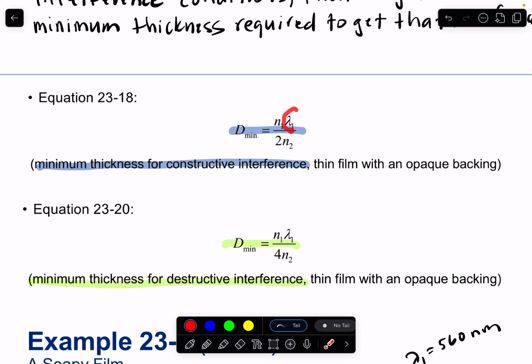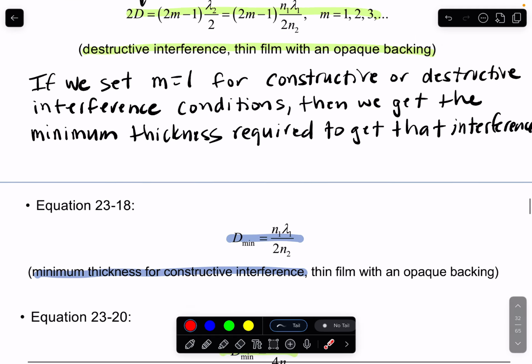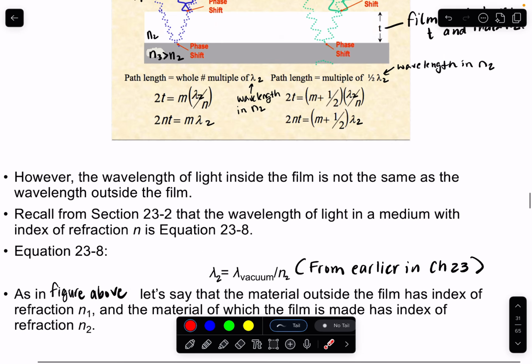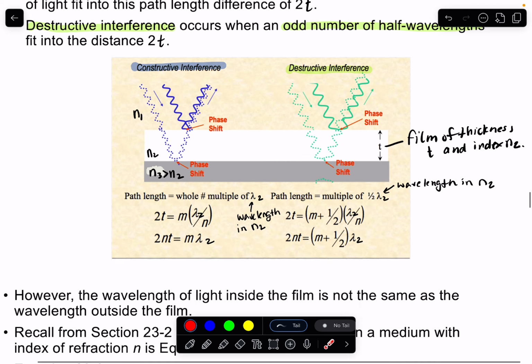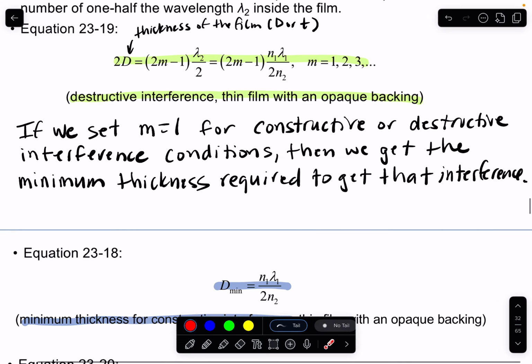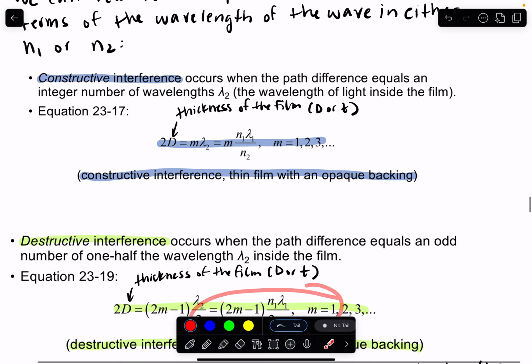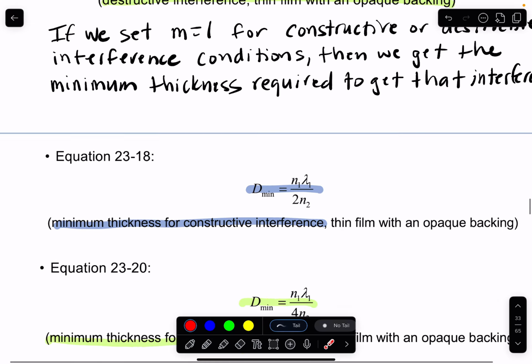If you notice, these equations are written in terms of lambda 1. So you should feel comfortable flip-flopping between lambda 1 and lambda 2 as necessary. Lambda 1 is, of course, the wavelength in the outside portion, and lambda 2 is the wavelength in the film itself. These are kind of duplicated, as they are in the figure, so there are not a million equations. I just duplicated them here because they also appeared in that figure.